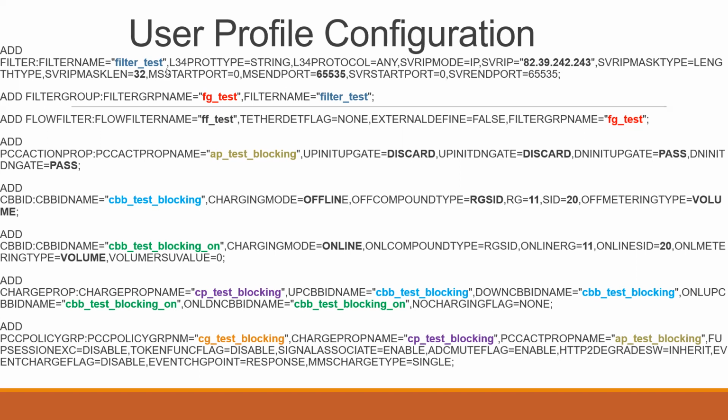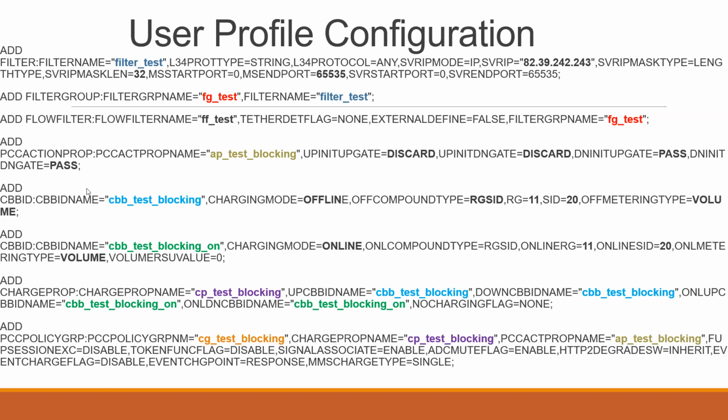Once all your filters have been defined, you are going to add them to a single filter group. So this filter group test contains filter test, and if I have multiple IPs, I'm going to add all those filters into this. These are all mapped under a single filter group. Next, since a filter group is mapped to a flow filter, the next command is to add a flow filter, and here I'm adding this filter group test to it. Its name is flow filter test.